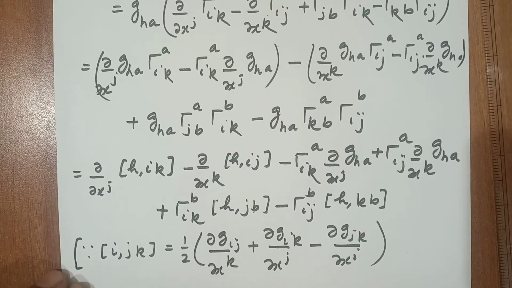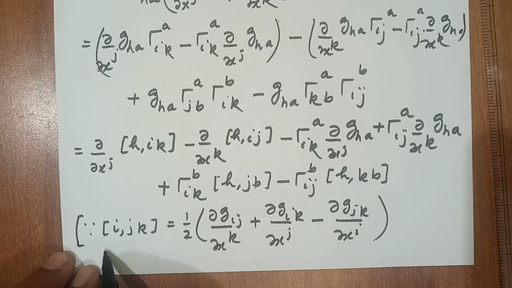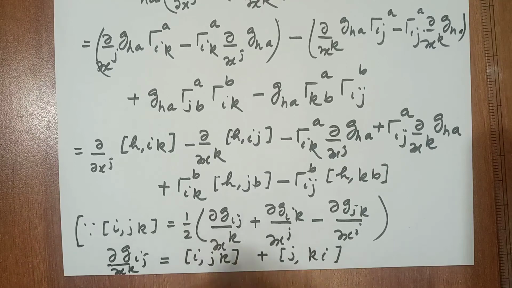And similarly, by using the property del g_IJ upon del xk is equal to [IK,J] plus [JK,I]. Okay, so we shall use these two properties: first, the definition of the Christoffel symbols of the first kind, and second, the property of del g_IJ, the partial differentiation of the metric tensor g_IJ, which is equal to this expression.